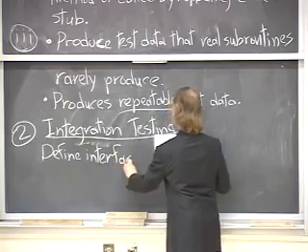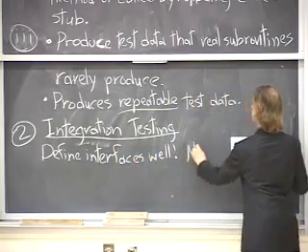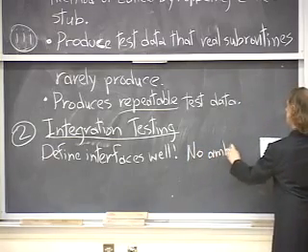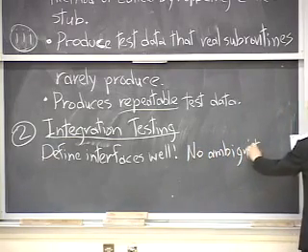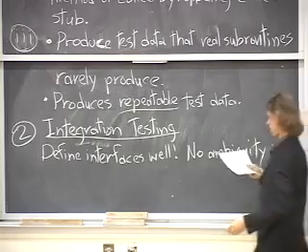So the most important task in avoiding these kinds of bugs is to define your interfaces as well and unambiguously as possible. So there should be absolutely no ambiguity in the descriptions of the behaviors of your methods.